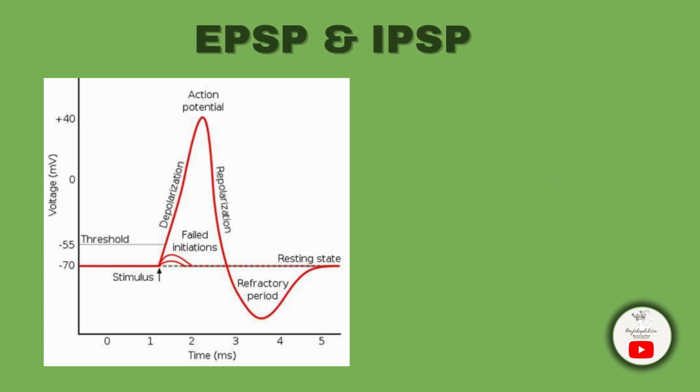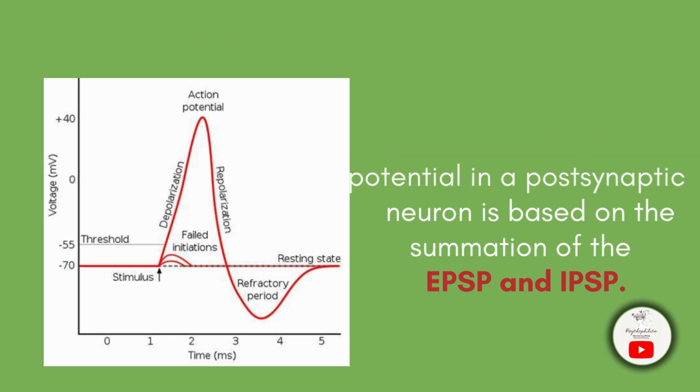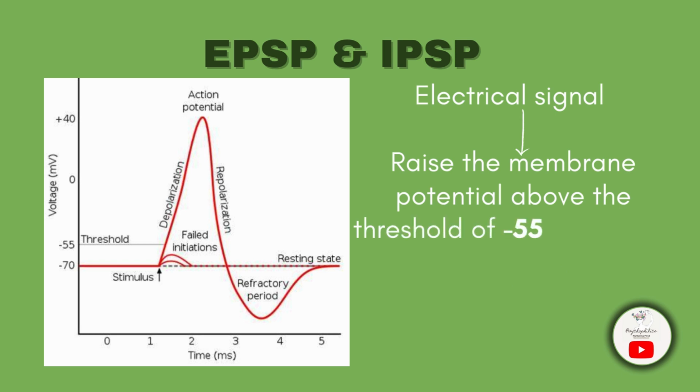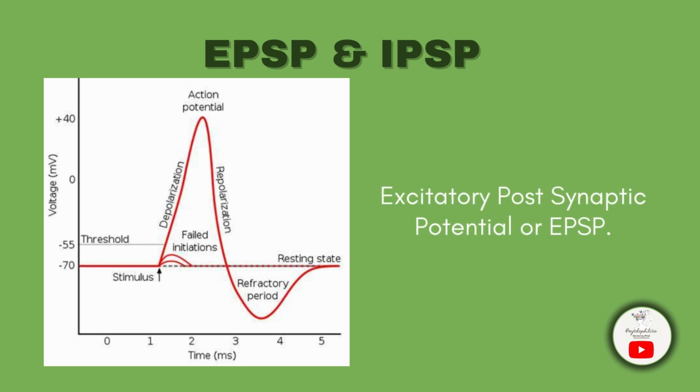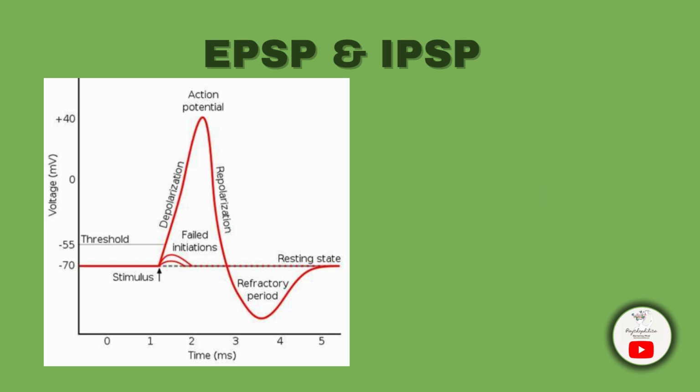Moving on to EPSP and IPSP. The conductance of an action potential in a postsynaptic neuron is based on the summation of what we call EPSP and IPSP. So what are EPSP and IPSP? If the electrical signal from the presynaptic neuron is sufficient enough to raise the membrane potential above the threshold of minus 55 millivolts, the postsynaptic neuron is going to fire, or in other words, initiate an action potential. This is called excitatory postsynaptic potential, or EPSP.